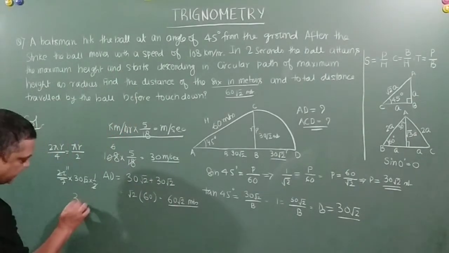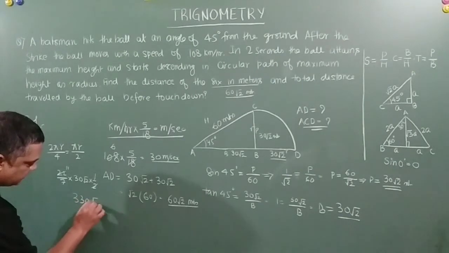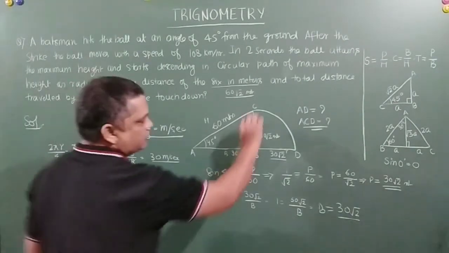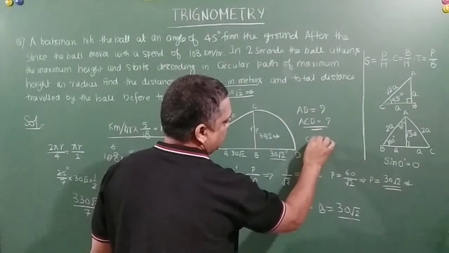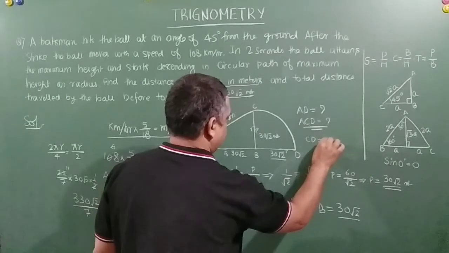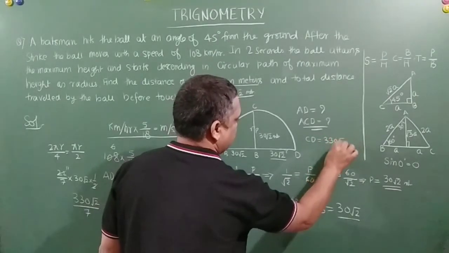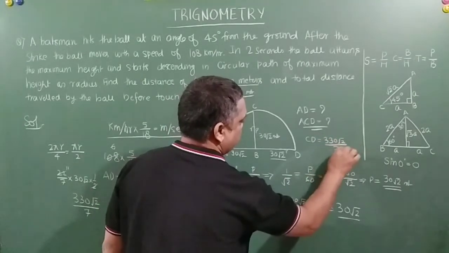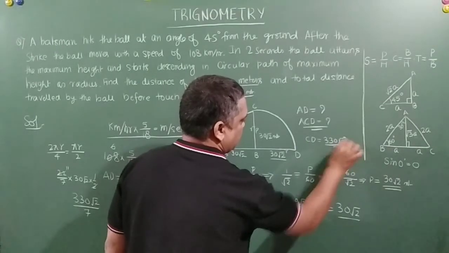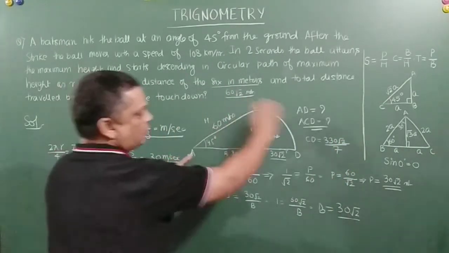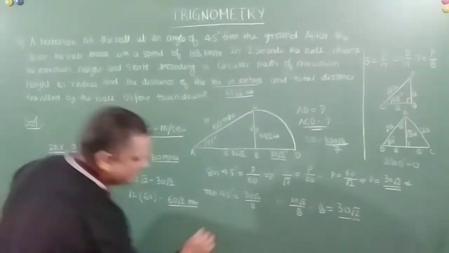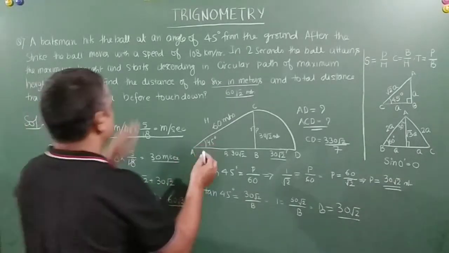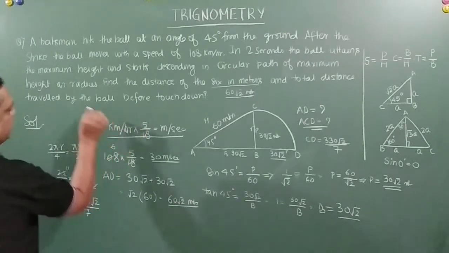So how much? 330 root 2 by 7. Right? So this distance CD is nothing but 330 root 2 by 7. Right? So the total distance travelled by the ball before the touchdown is nothing but the second part of the question. I will write it here.